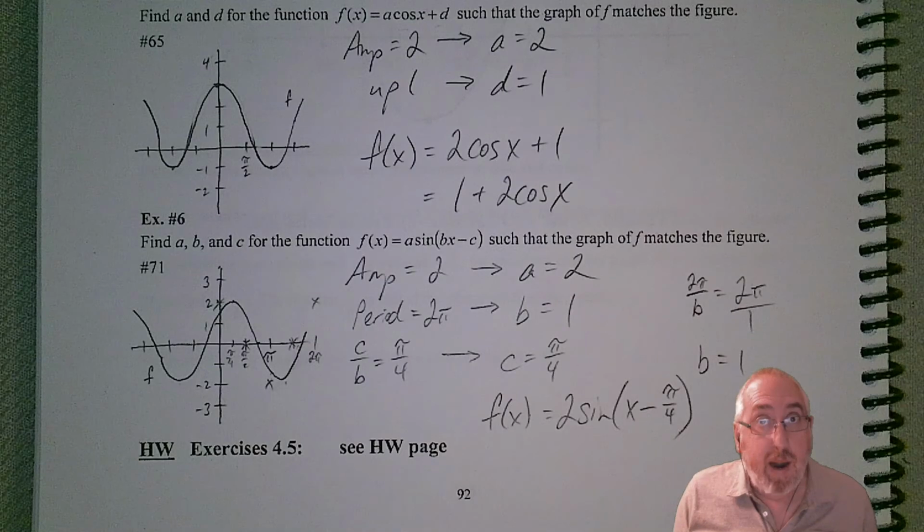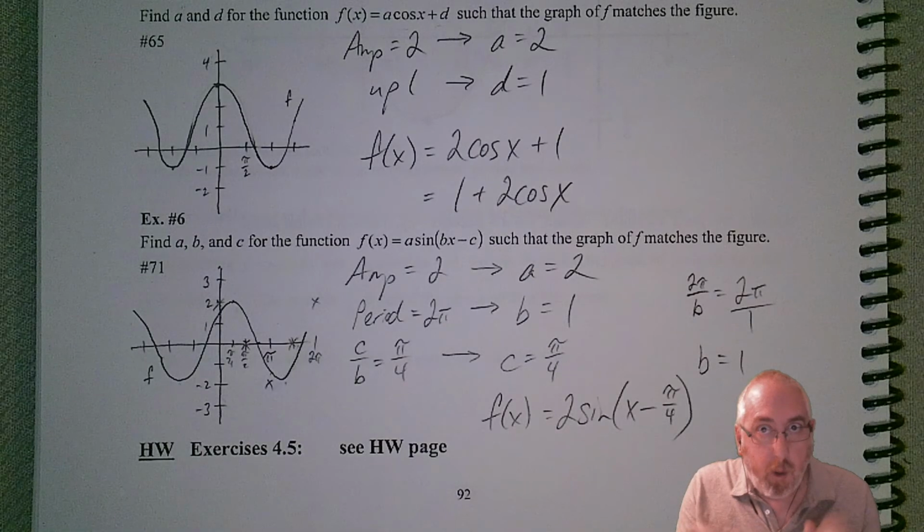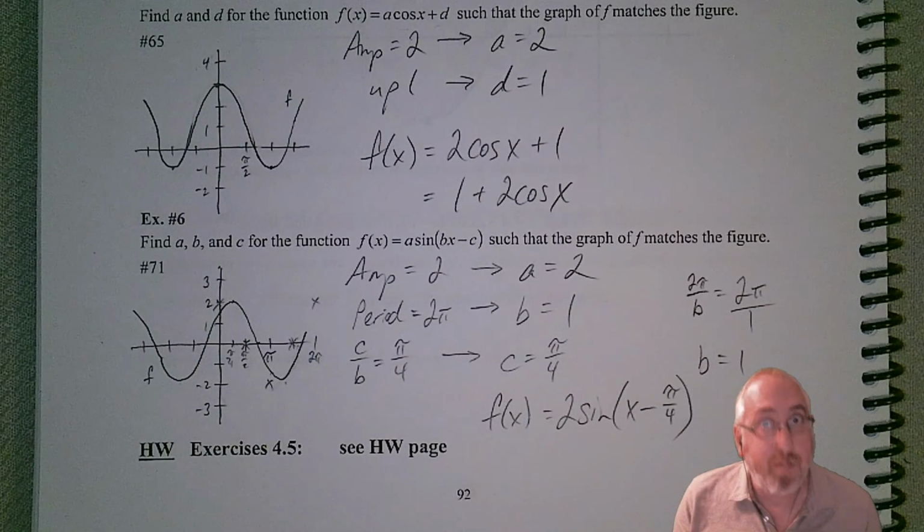All right, and that wraps up 4.5. So hopefully this gives a good overview of all those little nuances about graphing sines and cosines by hand. On a calculator it's much easier, but by hand it's nice to have little tricks.